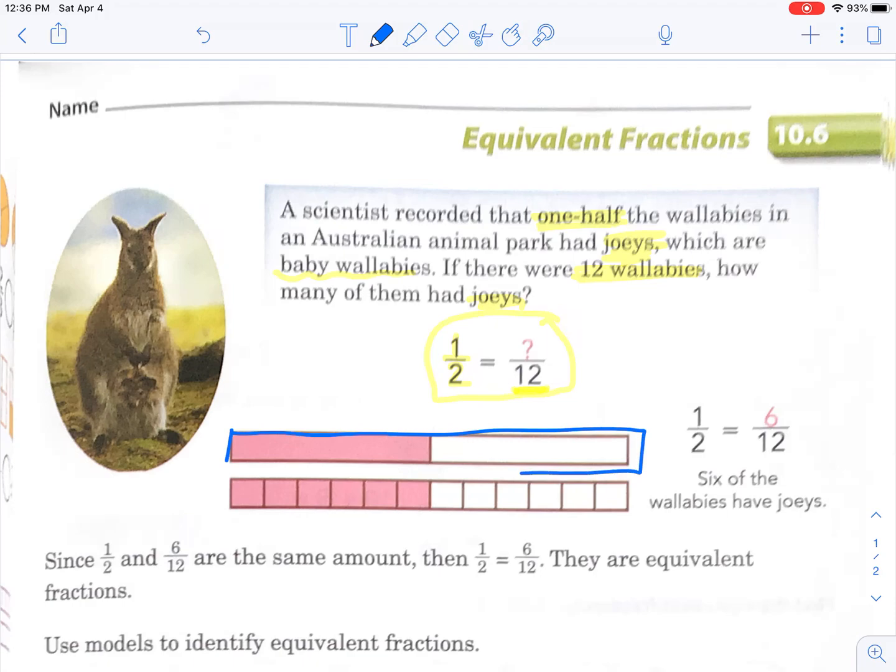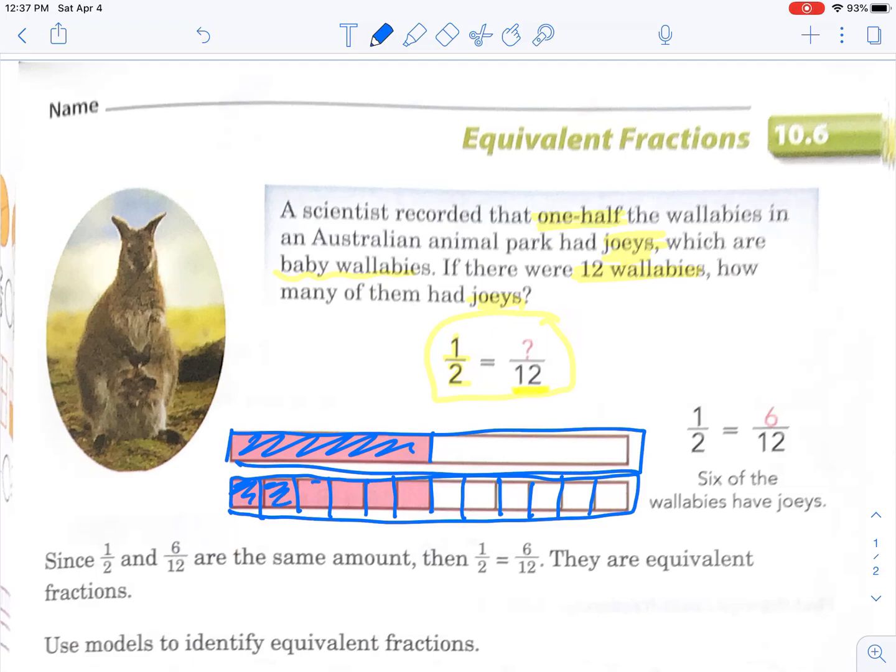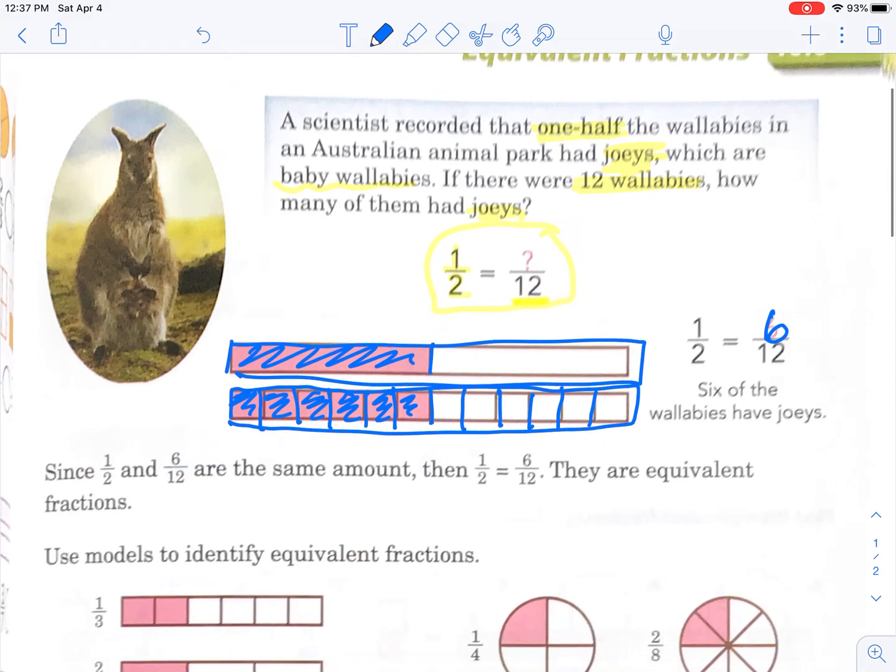Okay, so here is the picture. If we have half that we know are going to be born, half of all the wallabies are going to have baby joeys. What is that going to look like if there's 12 wallabies? And we know that fractions are divided into equal parts. Do you see this? So there are going to be 12 equal parts. And let's color in half of those parts. 1, 2, 3, 4, 5, 6. There's 6 parts out of 12. So we know that 6 of the wallabies will have baby joeys.